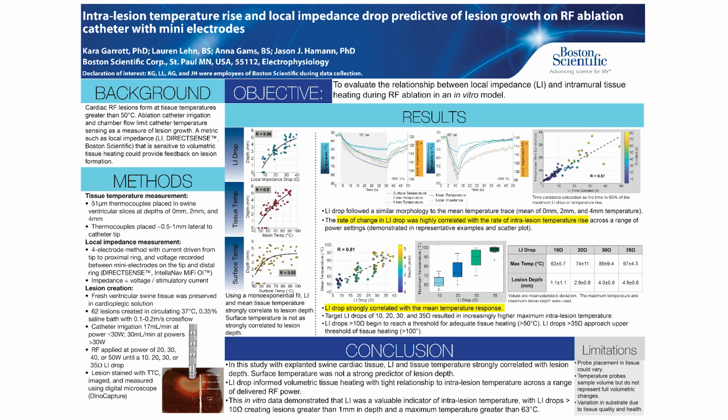So overall, what we found in this study with explanted swine cardiac tissue was that both local impedance drop and mean tissue temperature strongly correlated with lesion depth, while surface temperature was not as strong of a predictor. The local impedance drop informed volumetric tissue heating with a tight relationship to intralesion temperature across the entire working range of both lower powers and higher powers.